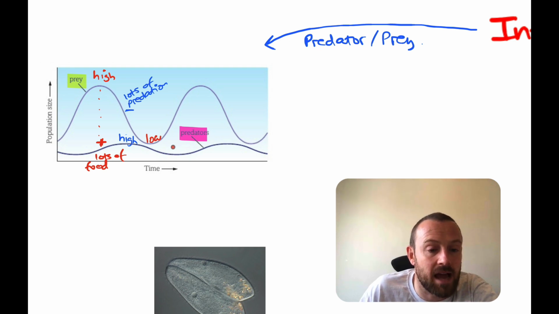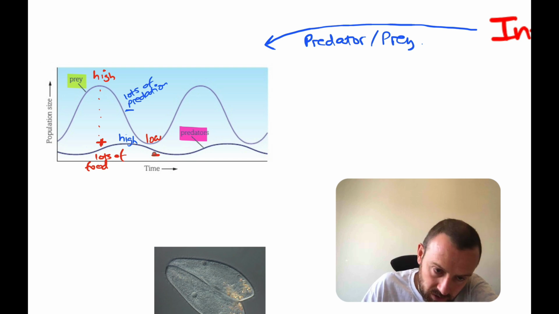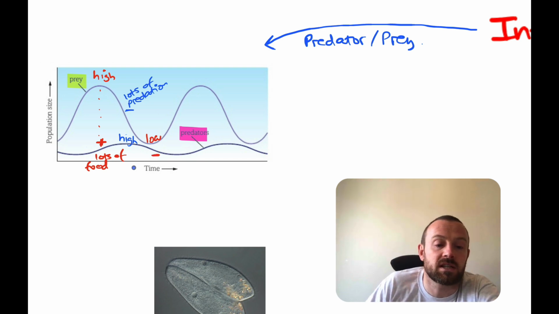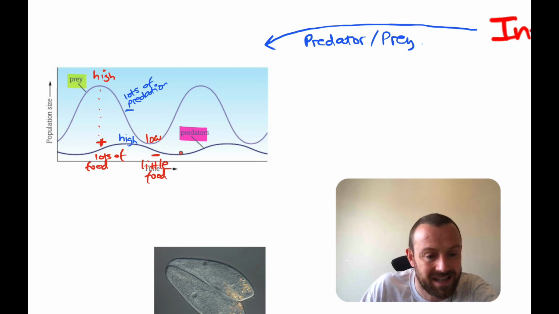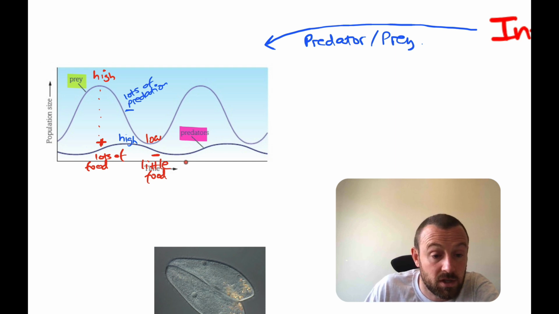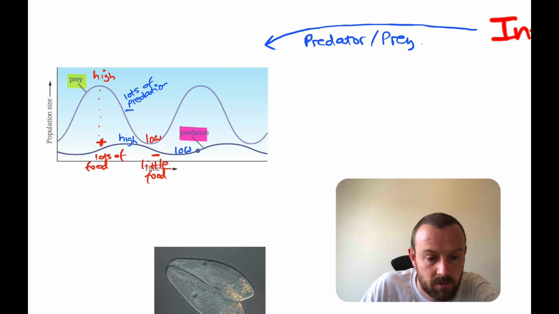And that means that then we have a decreasing, put a minus there, predator population. Okay, you can see where this is going. So because of the decreasing predator population, little food available. That brings the predator population down until the predator population is again low. And now, to keep my color scale, we've got a low predator population.